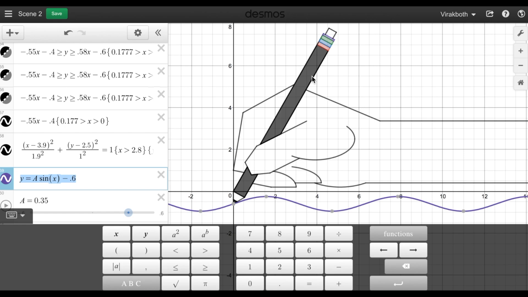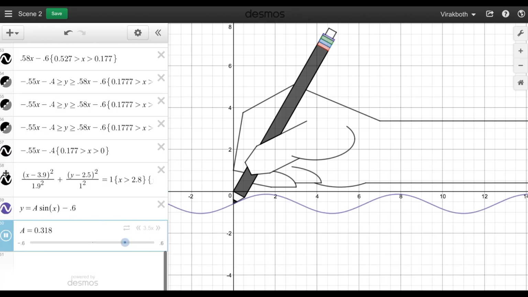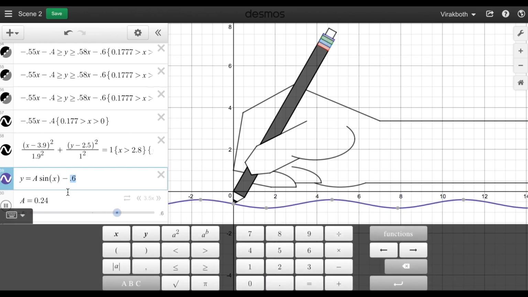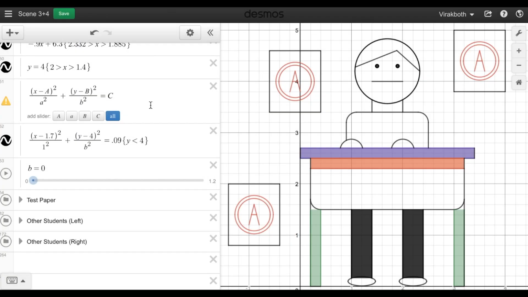To animate the graph, I set the range of a to move it vertically, knowing that a will affect the amplitude of the graph, and set b to a constant number of 0.6 to give the graph its y-intercept of negative 0.6. I then leave the period as x, therefore the sine wave will repeat itself after every 2 pi units.